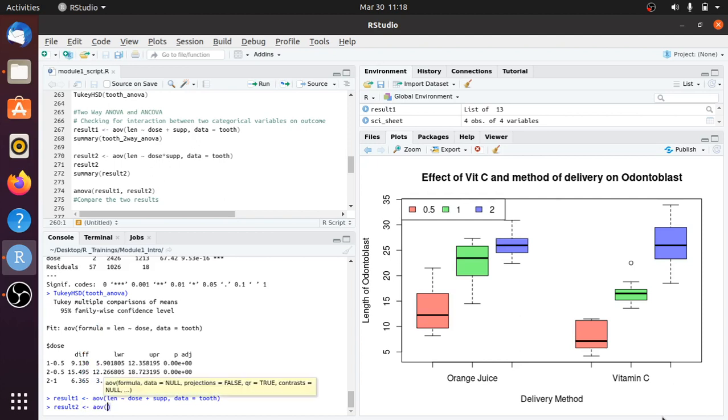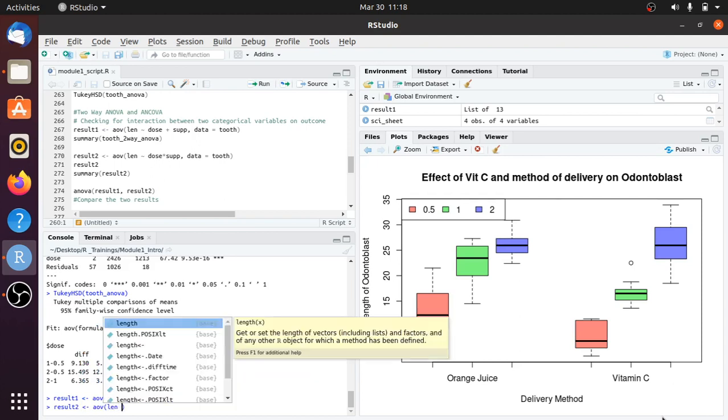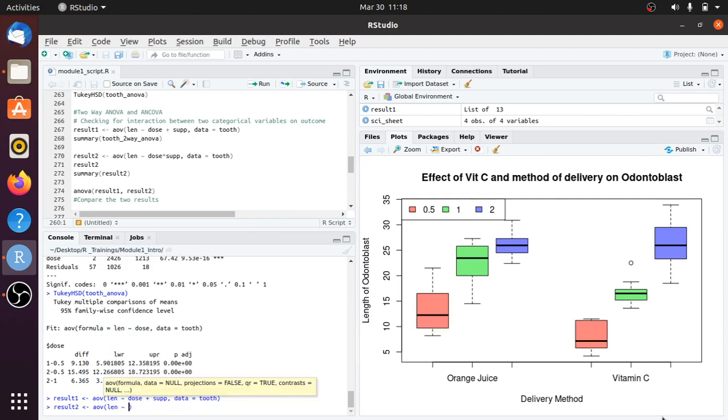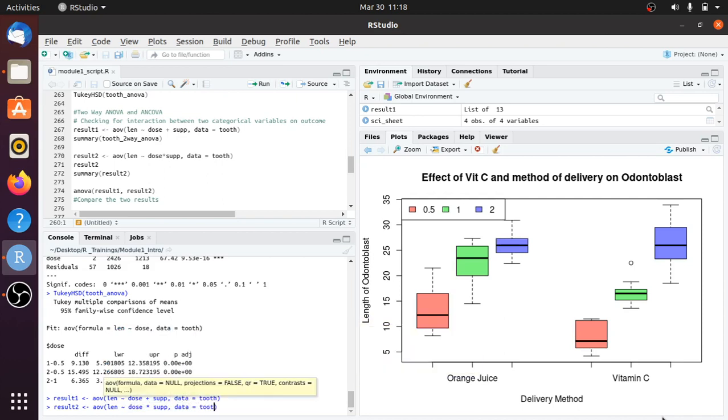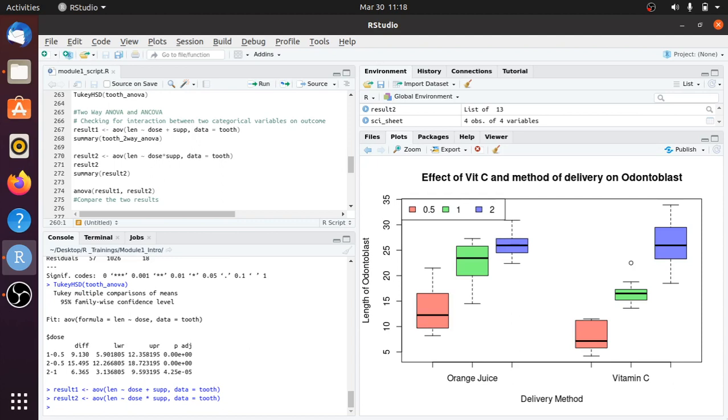Now let's say result 2. AOV of length dependent on dose times sub, data equals tooth. Remember, the first one we used plus. Now we are using times. We are saving the results in result 2. Now we can echo each of them, we can output each of them.